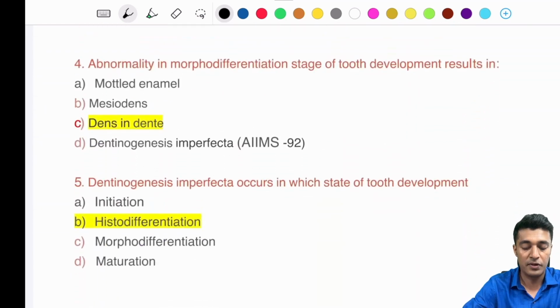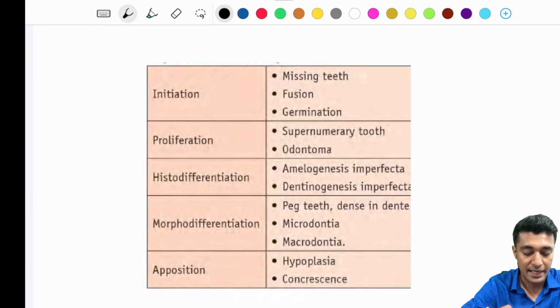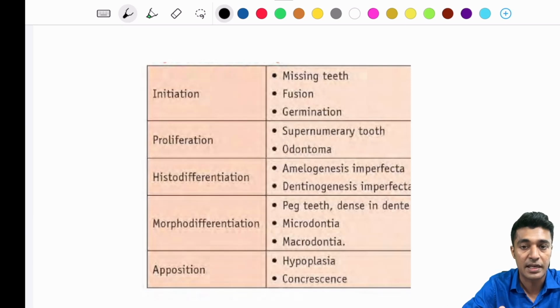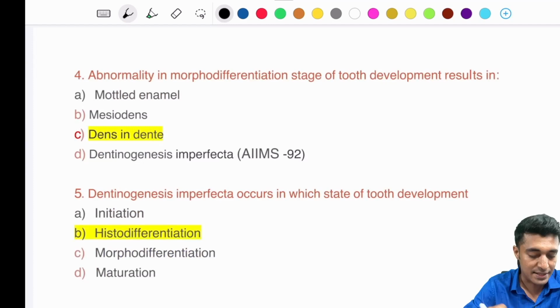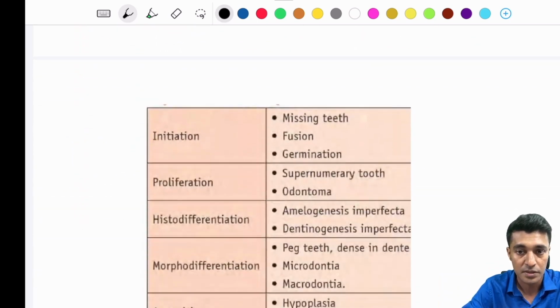Abnormality in the morphodifferentiation stage can result in what? This table shows the abnormalities and the resultant effects. Abnormalities in the initiation stage can result in missing teeth, fusion, gemination. Abnormalities in proliferation can cause supernumerary teeth and odontoma. Abnormalities in histodifferentiation cause amelogenesis imperfecta and dentinogenesis imperfecta. Morphodifferentiation abnormalities cause microdontia, macrodontia, and peg teeth. So the answer for the fourth question, abnormalities in morphodifferentiation can cause microdontia. Dentinogenesis imperfecta occurs as a result of abnormality in the histodifferentiation stage. So learn this chart by heart.